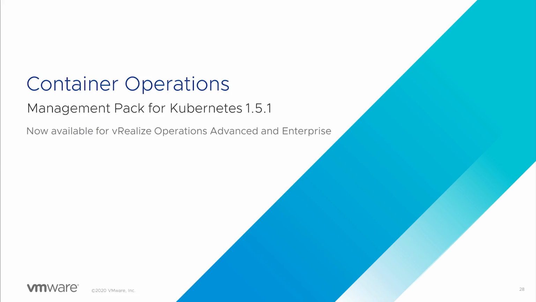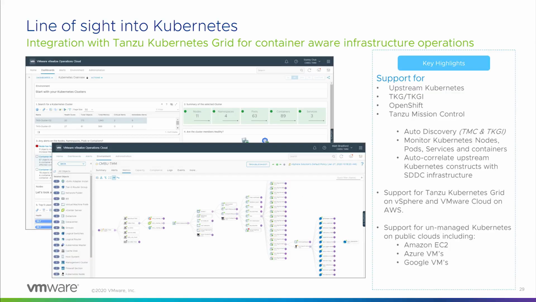So now that we've covered the capabilities for vSphere with Tanzu, let's take a look at the management pack for Kubernetes. And as of version 1.5.1, customers running vRealize Operations Advanced or Enterprise can take full advantage of this. And like I said in the beginning, the management pack for Kubernetes is great for managing your upstream Kubernetes, your Tanzu Kubernetes Grid and Tanzu Kubernetes Grid Integrated, OpenShift, and integration with Tanzu Mission Control. And as long as vRealize Operations is able to connect to these environments, it doesn't matter where they're deployed, whether it's on vSphere, physical, could be an Amazon EC2, or Google virtual machines.